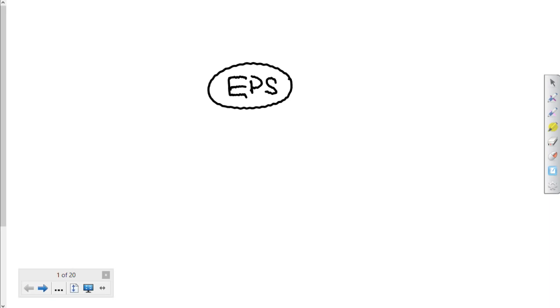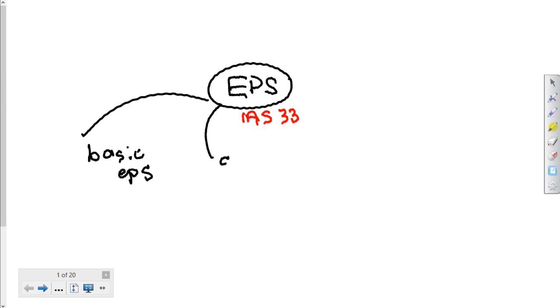When we look at earnings per share, we're looking at IAS 33. IAS 33 requires you to disclose basic earnings per share, diluted earnings per share. And you're required to disclose these.